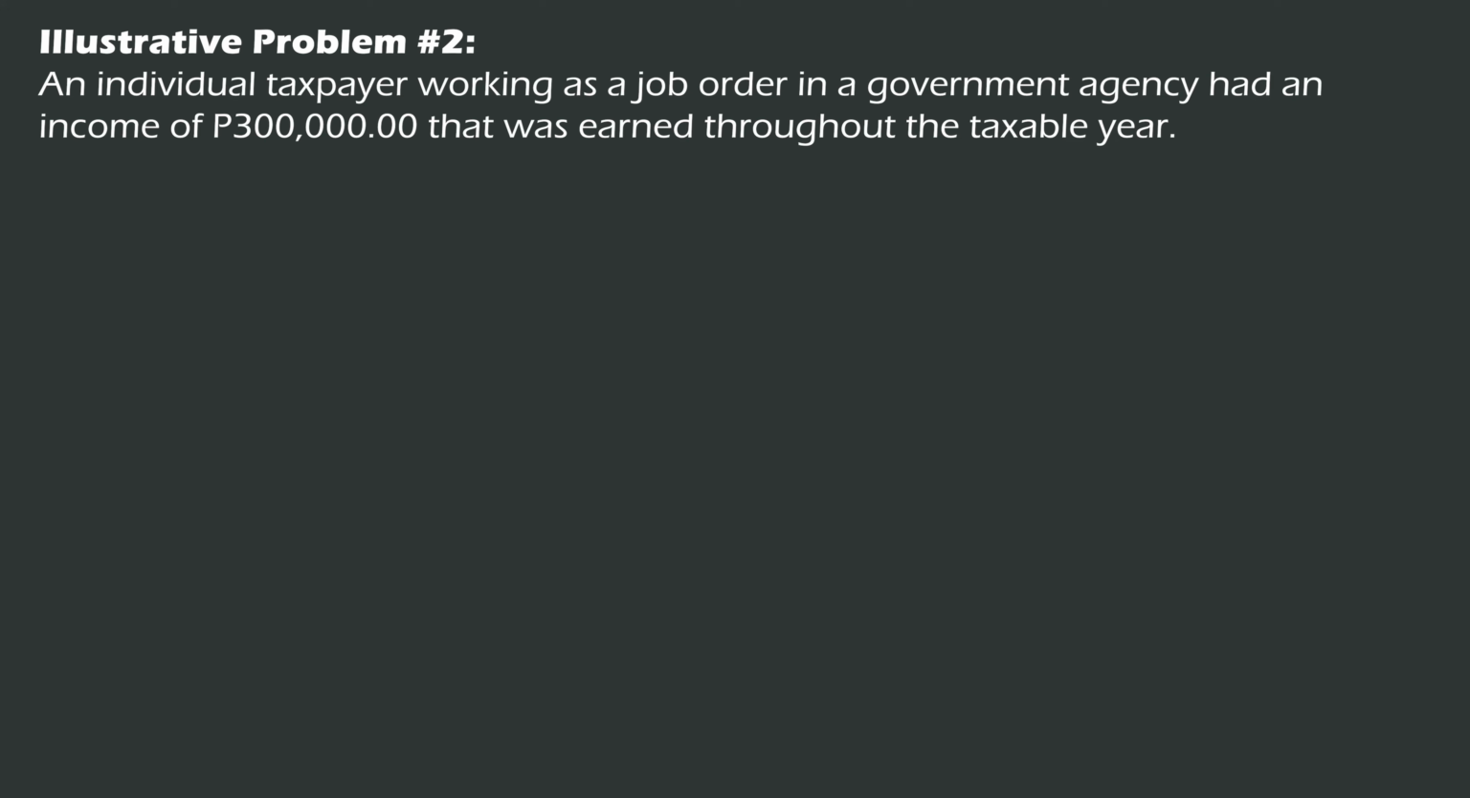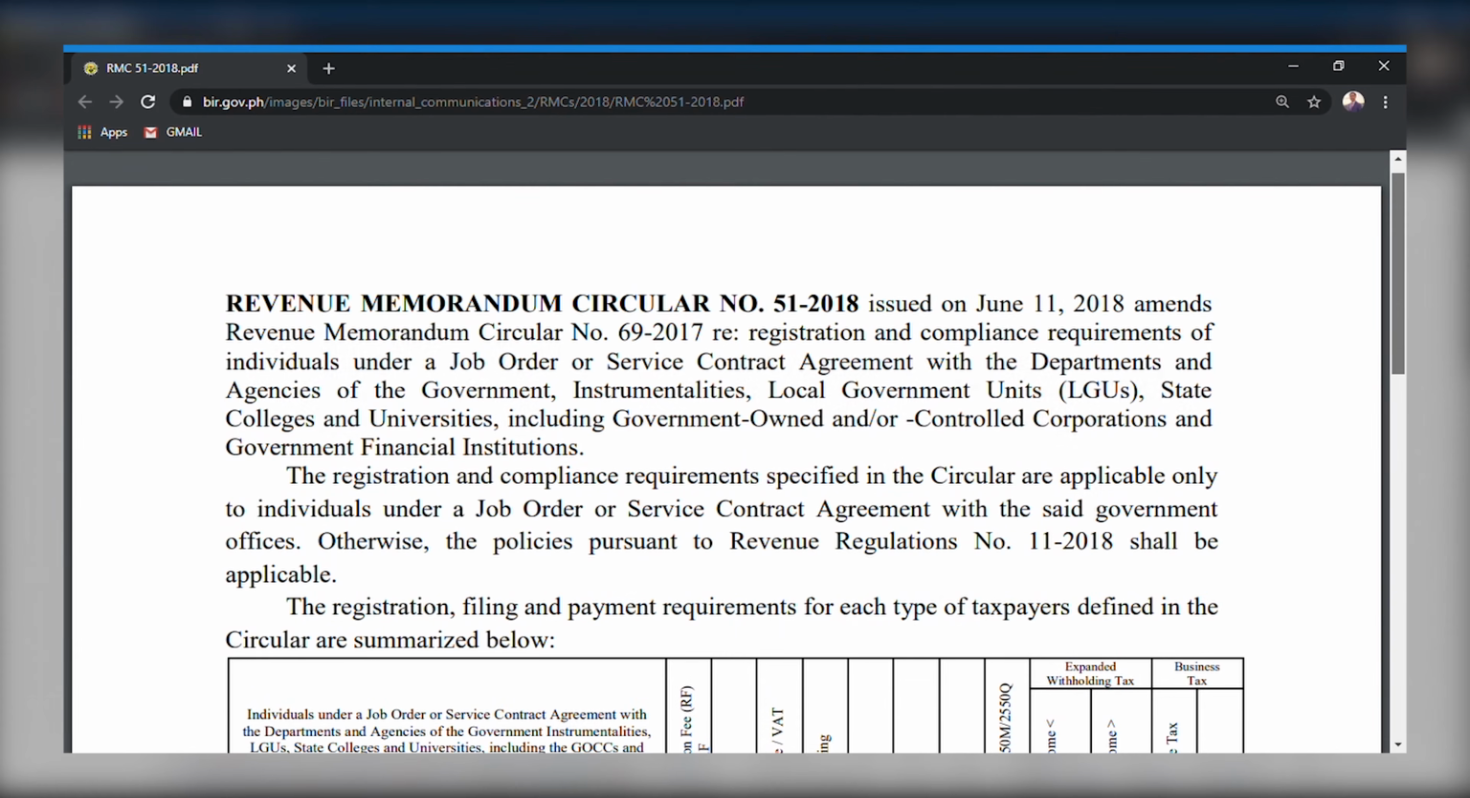Let's go to our second illustrative problem. An individual taxpayer who worked as a job order in a government agency had total taxable income of 300,000 that was earned throughout the taxable year. Generally, those doing job orders, similar to other professionals such as doctors, lawyers, accountants, and others, are also taxed using the expanded withholding tax. You can also check Revenue Memorandum Circular number 51-2018 for additional reference.